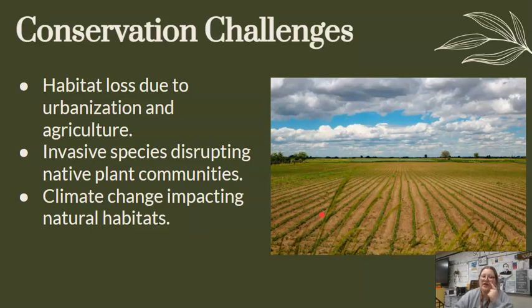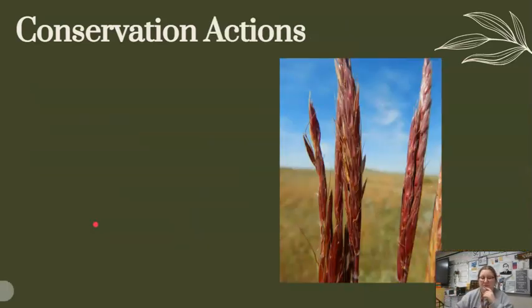The challenges with conservation are that we have a lot of habitat loss due to urbanization and agriculture. We need to grow food and we need places to live. So it's inevitable that we're going to get rid of some of the local ecosystems. And invasive species also disrupt native plant communities. And climate change can also impact natural habitats. If plants or animals are used to it being a specific kind of temperature or getting a certain specific amount of rain, and that's changing because of climate change, then they may not be able to continue to thrive.